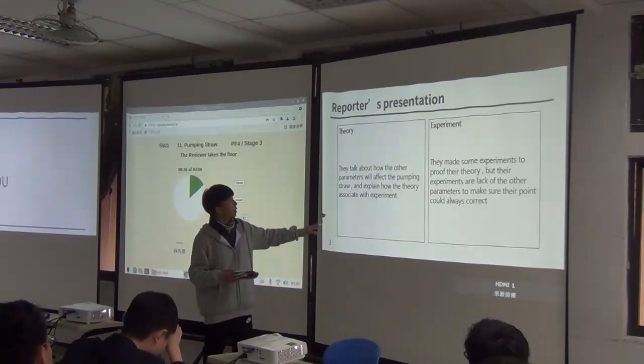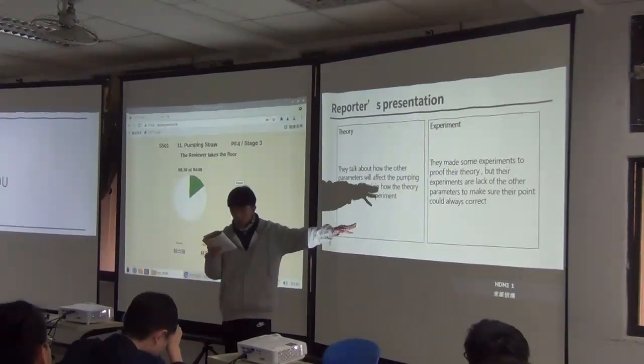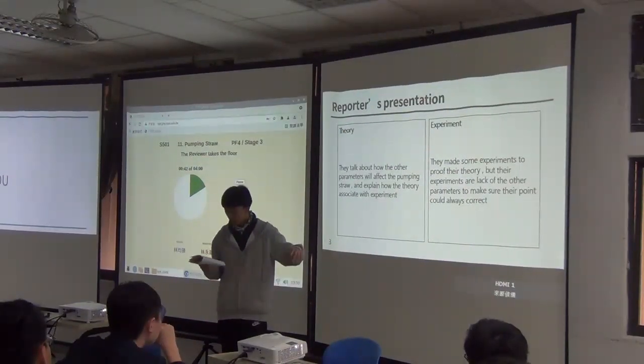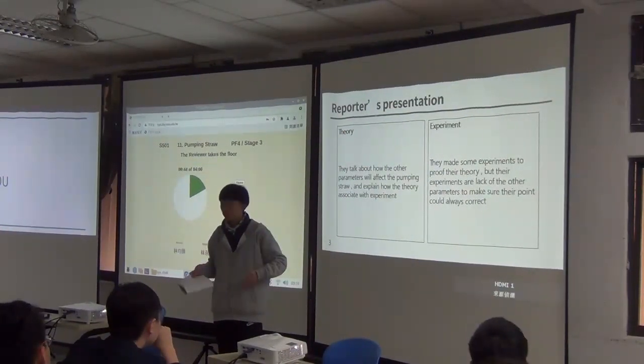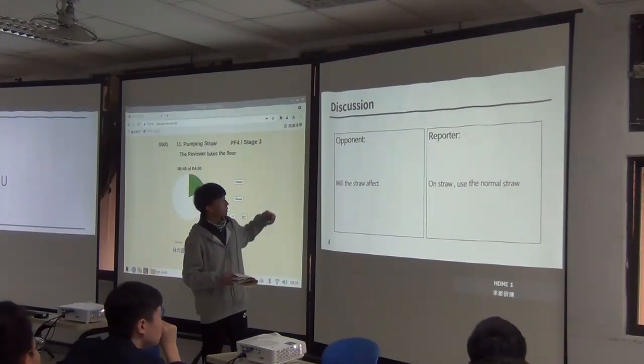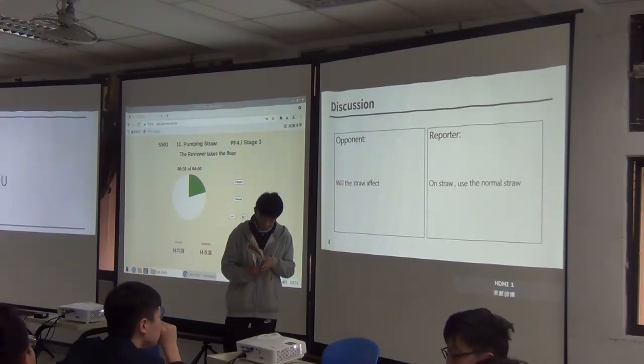Okay. And they did two experiments: one is changing the angular speed, and the other is changing the angle. Okay, so the discussion is the first question.